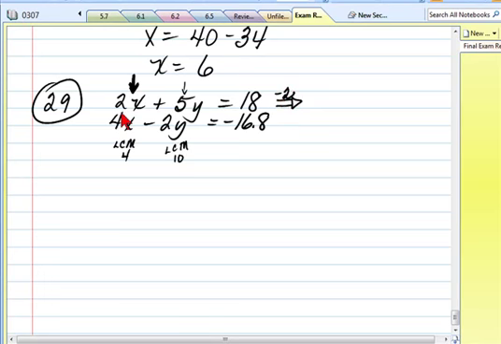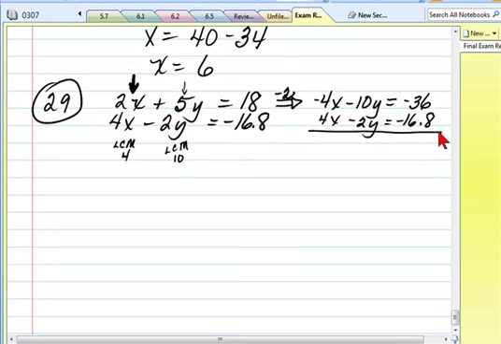So negative 2 times 2x gives me negative 4x. Negative 2 times 5y gives me negative 10y. Equal sign. Negative 2 times 18 is negative 36. I'm going to copy down the second equation. 4x minus 2y is negative 16.8. And do what the name of the process is, which is addition. I've made the x's be opposites. I have negative 12y is equal to negative 52.8.